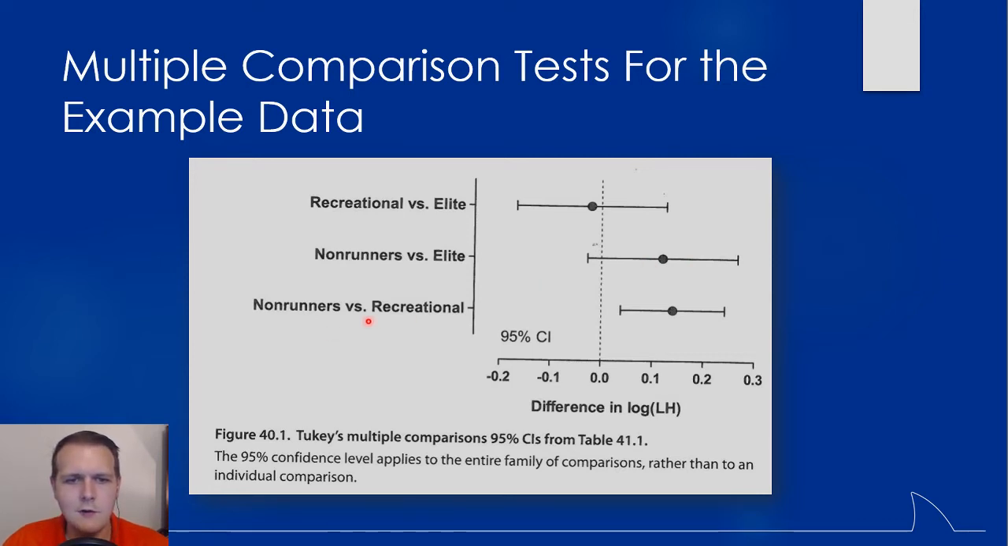And then looking at non-runners versus recreational, notice it does not include 0, so this would be the one statistically significant difference in means out of the data that we have, even though the other two could maybe have shown a difference, they ultimately did not. So the ANOVA basically said, hey, there's a difference somewhere in these groups, we just don't know where, and then we do the Tukey's test afterwards to determine that actually it was between the non-runners and the recreational runners. Now, is it possible that multiple of these could have been significant? Sure, and this test would be able to tell us that as well.